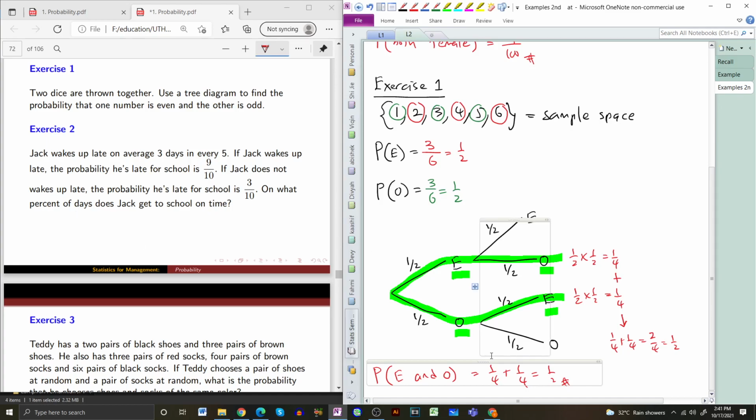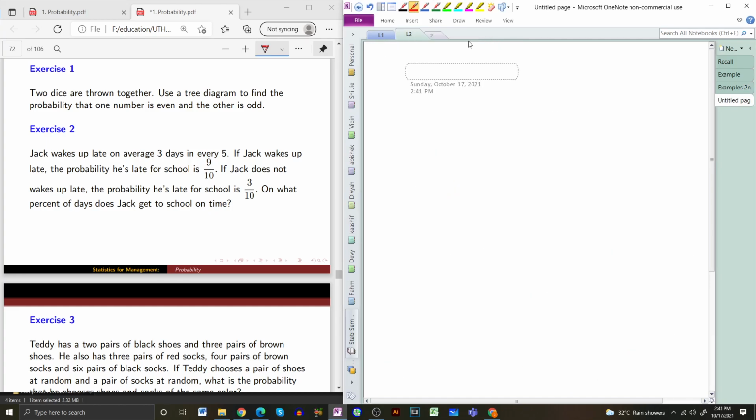So exercise 2, this was exercise 1, I'm going for 2 now. Jack wakes up late on average 3 days in every 5. If Jack wakes up late, the probability he is late for school is given. Alright, so you can read these things. The question is, on what percent of days does Jack get to school on time?